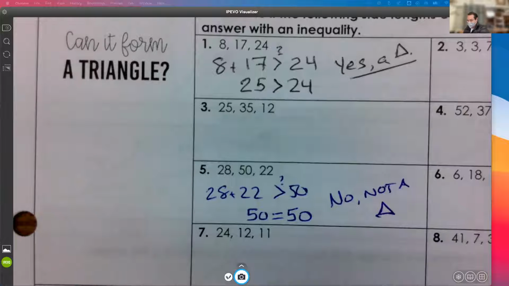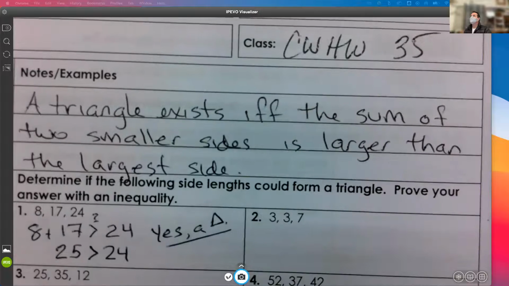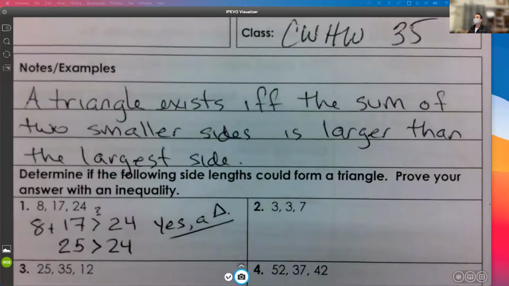Any questions on using the triangle inequality theorem to determine if it's a triangle? Yeah, Mark. Can you go back up to the right? The triangle exists if and only if the sum of the two smaller sides is larger than the largest side.